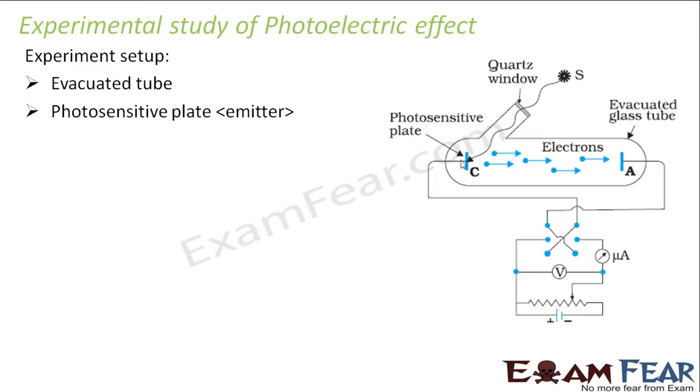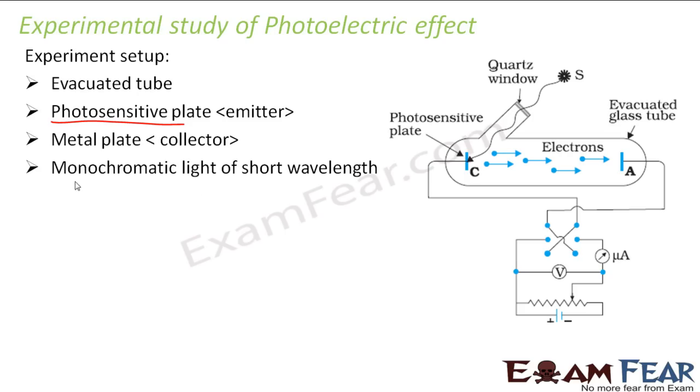Inside this, they had an emitter. The C denotes cathode and the A denotes anode. The emitter is a photosensitive plate, which means it is more sensitive to visible light and can easily emit electrons when illuminated by light. There is another metal plate which acts as collector. We choose the emitter so that it is more photosensitive than the other metal plate. Now we use a monochromatic light of short wavelength.